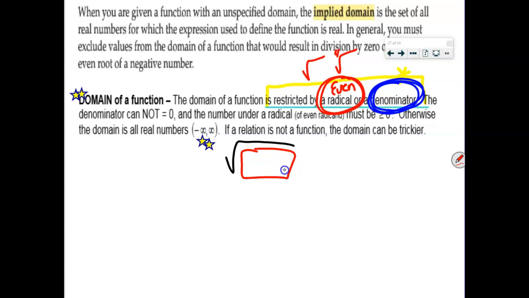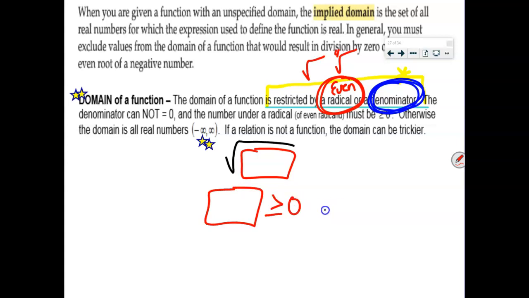So with that in mind, I cannot take the square root of something negative. Can you take the square root of 0? What's the square root of 0? 0. So 0 is okay. So here's the idea. What is underneath your even radical? This algebra has to be greater than or equal to 0. I want you to write that down in your notes, okay?